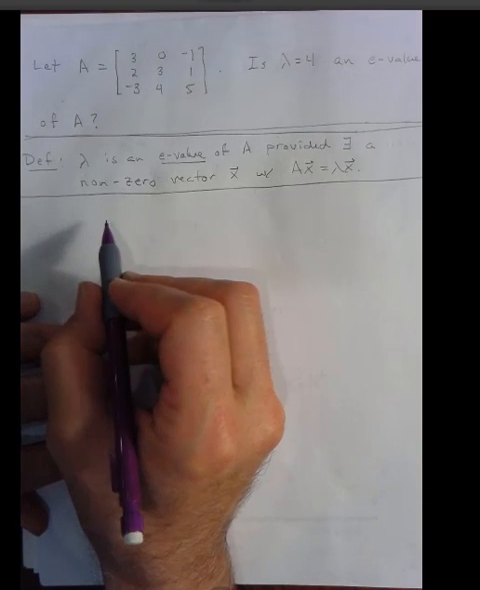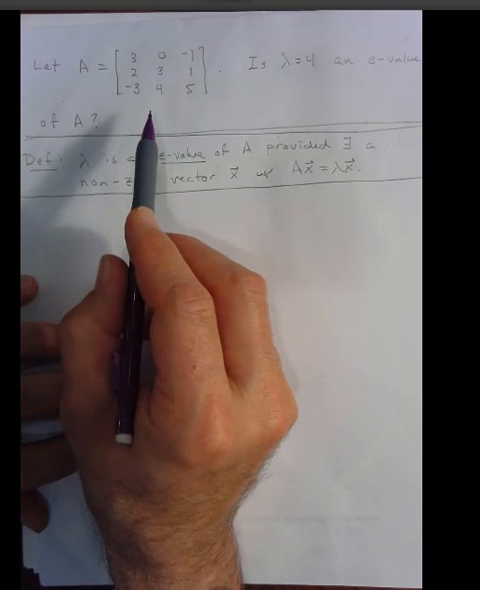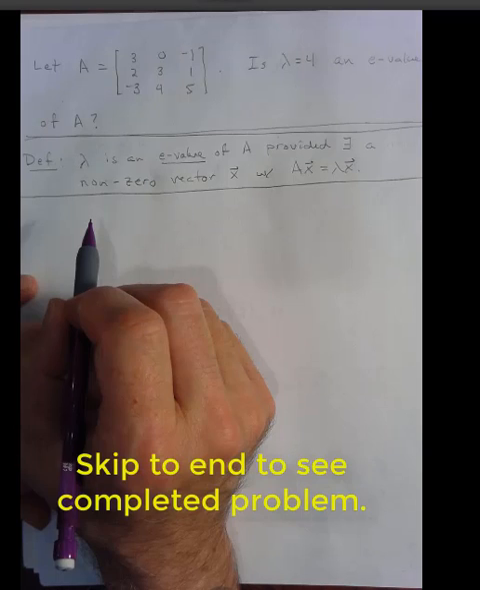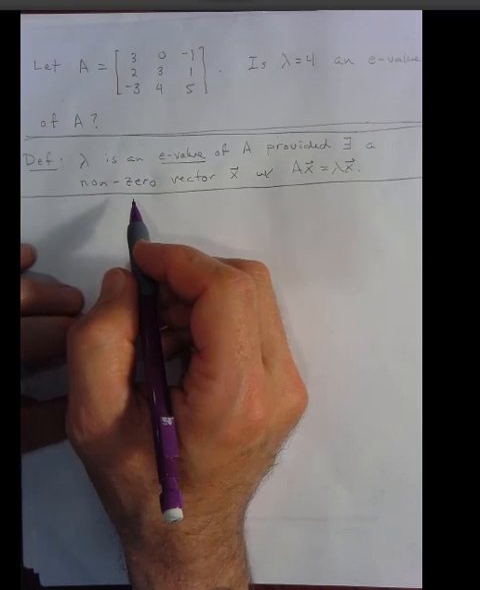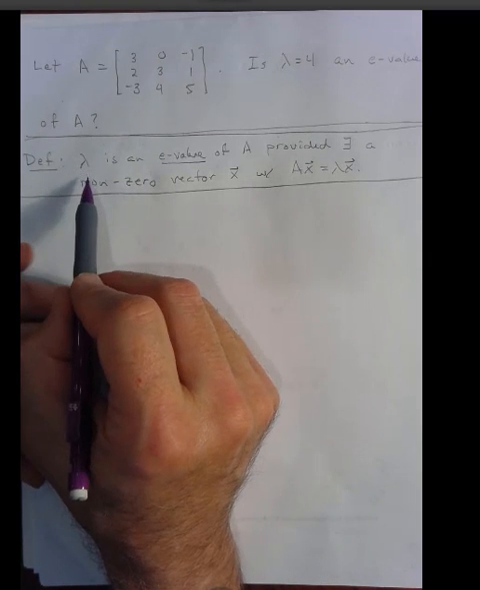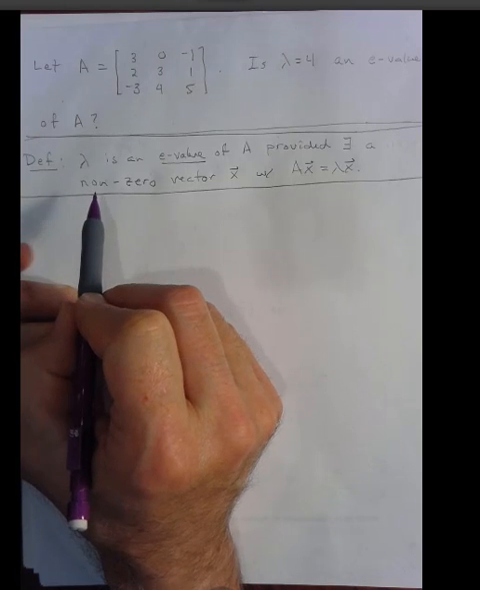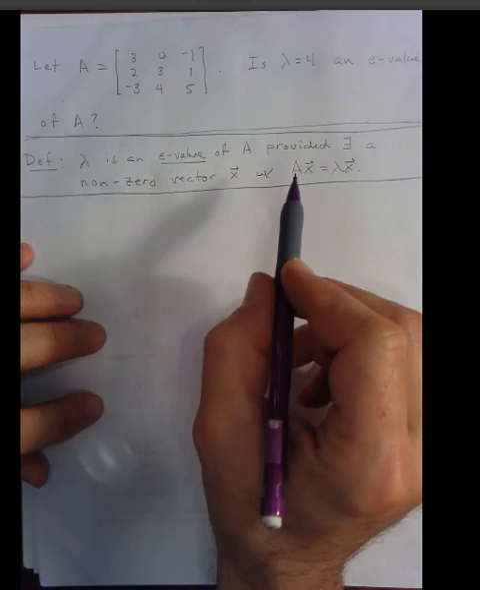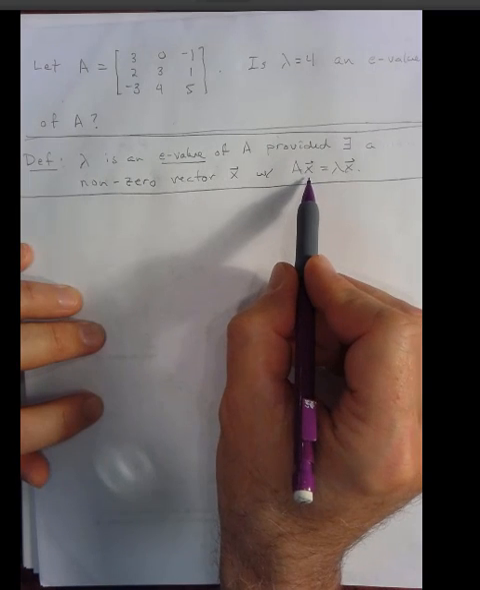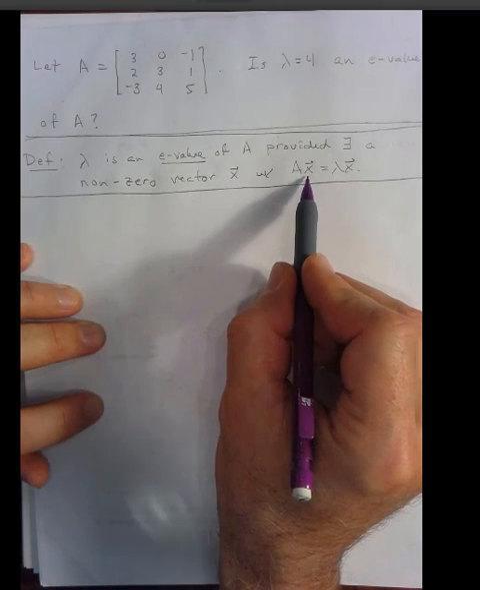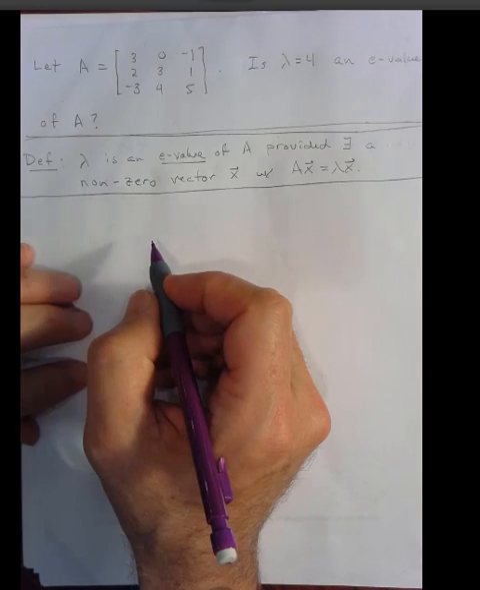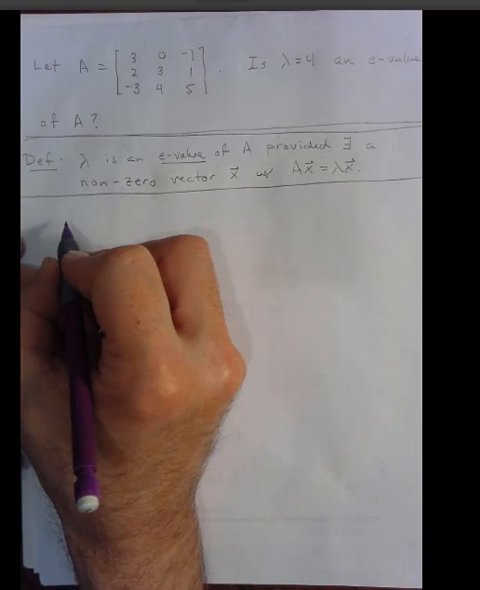Okay, we have a problem here where we have a 3 by 3 matrix and we want to know if 4 is an eigenvalue of the matrix. I'm going to use this definition of eigenvalue. Lambda is an eigenvalue of a matrix A provided I can find a vector x so that Ax is equal to lambda times x. So suppose I could find such an x.